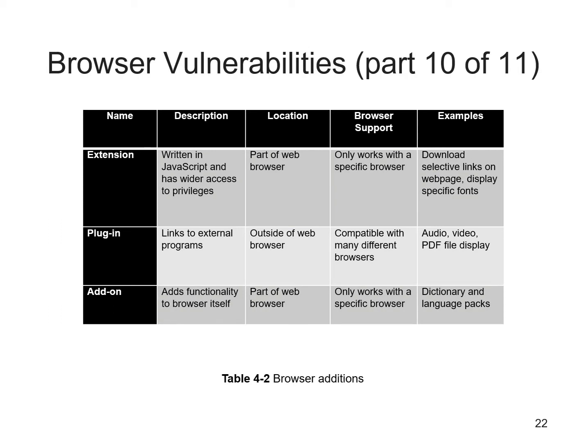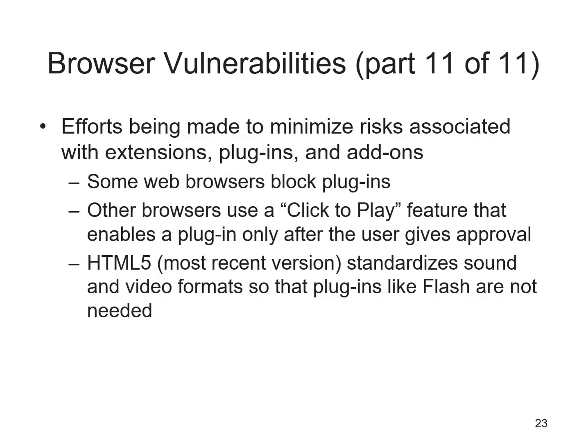Now there are different capabilities, and they are talking about that. Extensions are the written JavaScripts. It's part of the web browser and the browser supported. Then we have the plugins, which link to the programs outside the browser. It is compatible with lots of different browsers, and they are playing things like audio, video, or PDF documents. And add-ons are the add-on features which add functionality to a browser as part of the web, and only work with a specific browser. Dictionary and language packs are part of them.